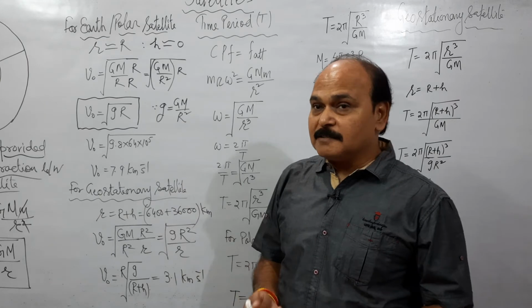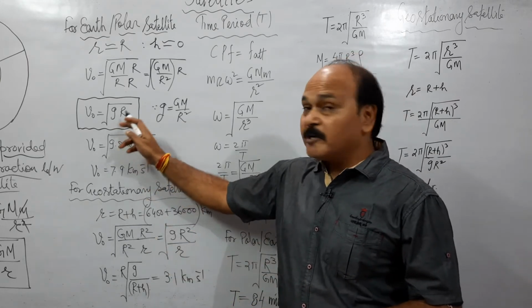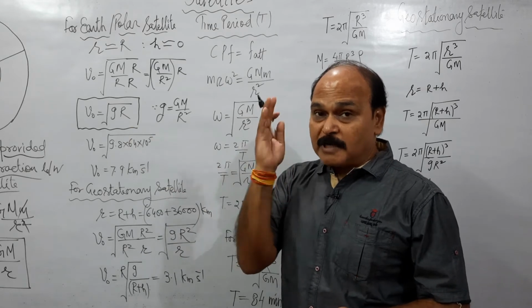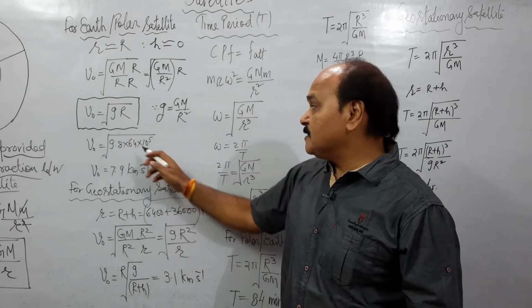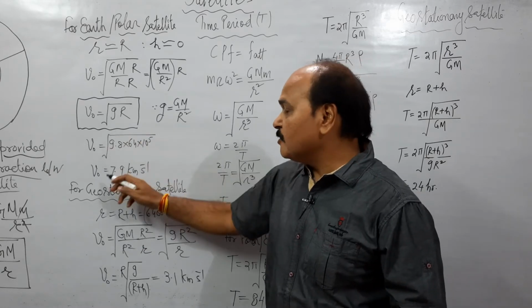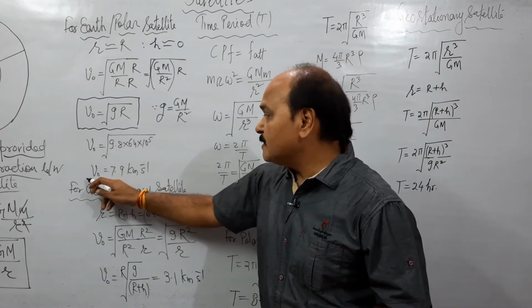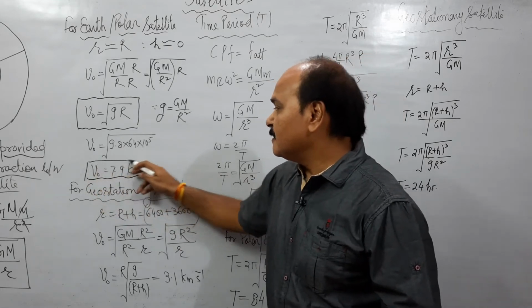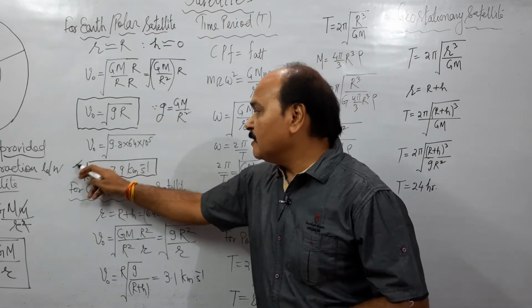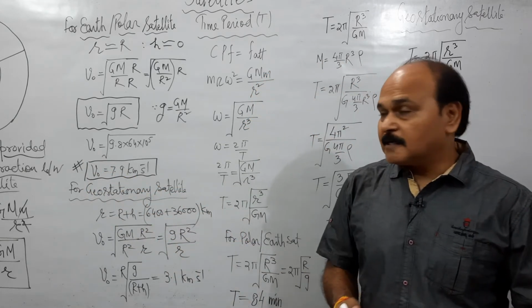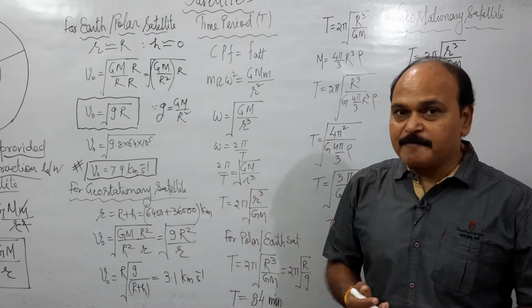For planet Earth, well, g is 9.8 meter per second square and R is what? 6400 kilometer. That means 64 into 10 to the power 5 meter. And if we solve this, what do we get? We get this as 7.9 kilometer per second. This is the orbital speed of Earth satellites, the satellites which are very close to the Earth's surface.